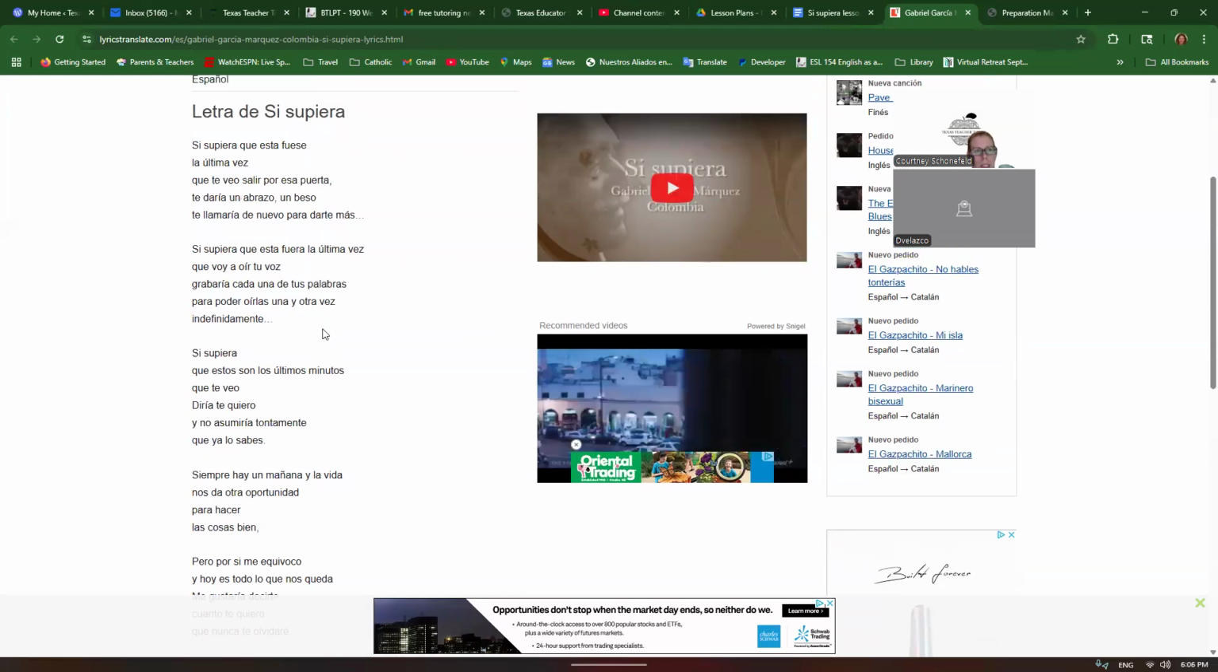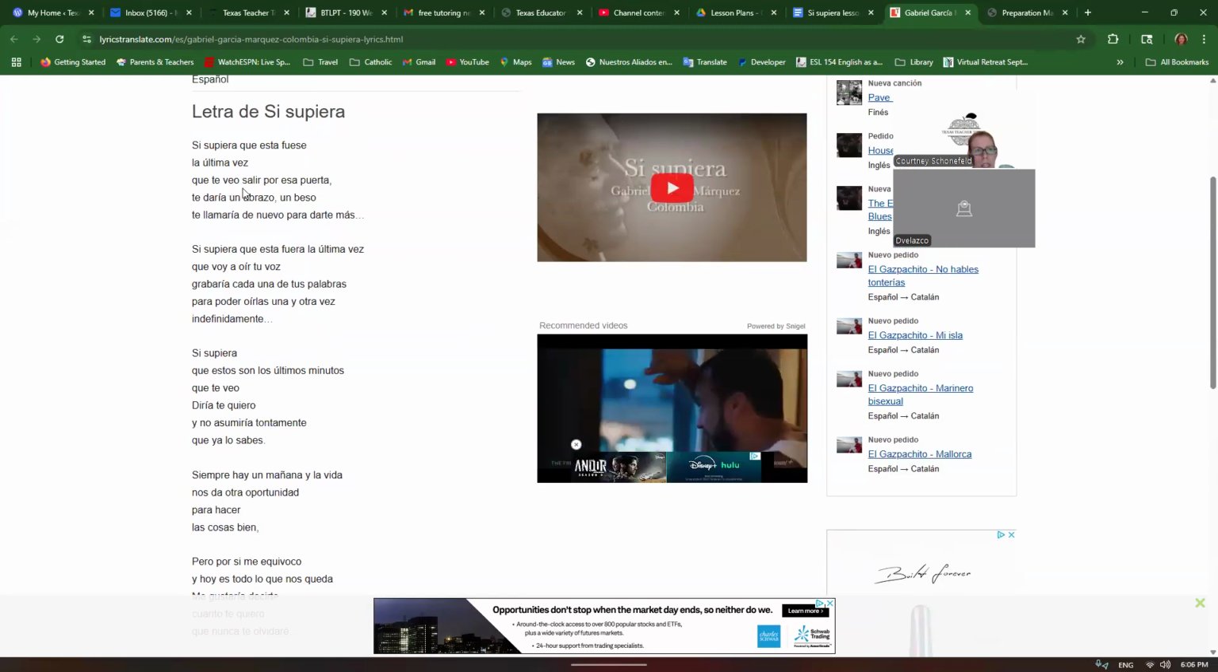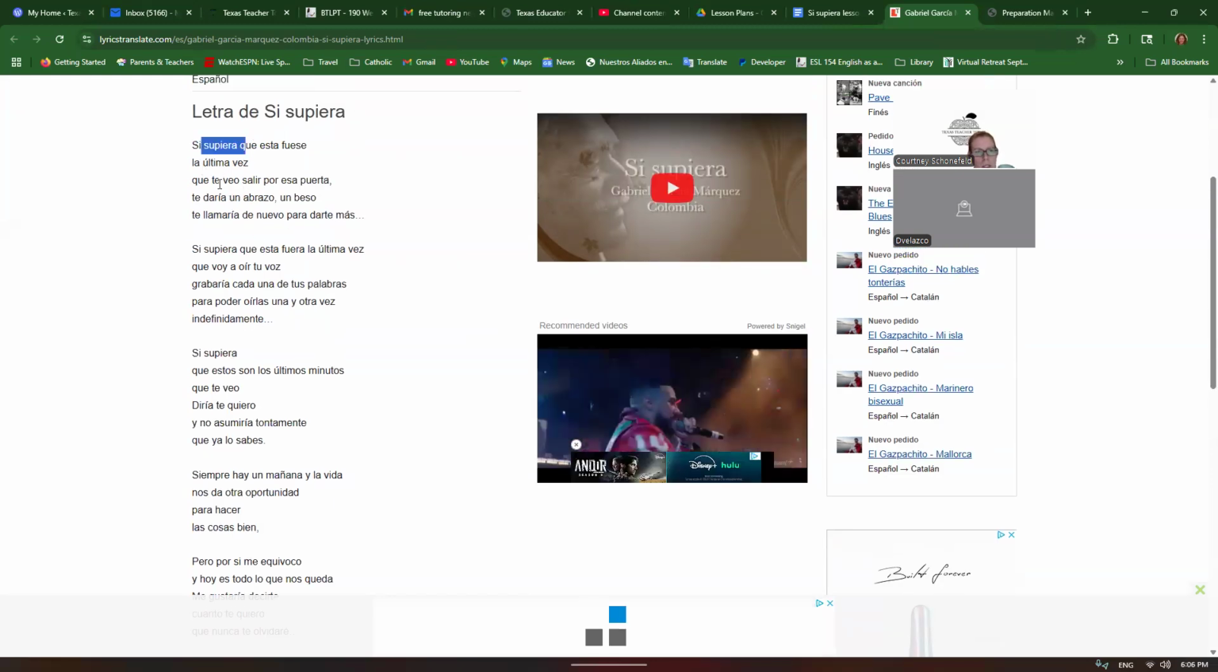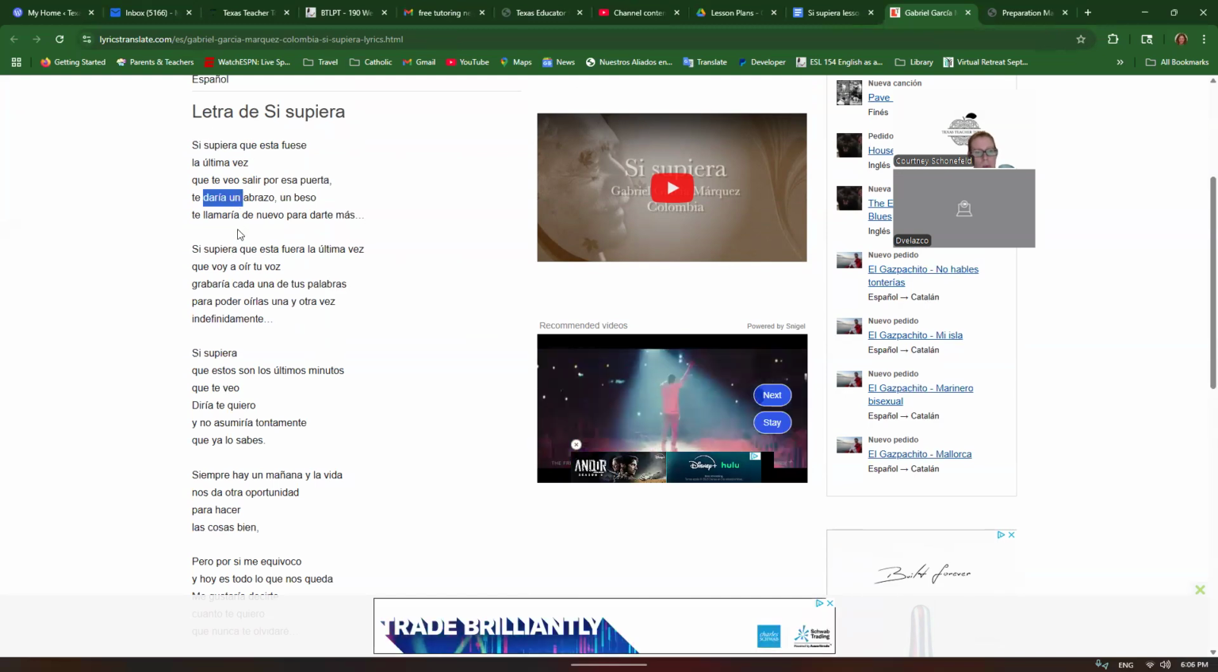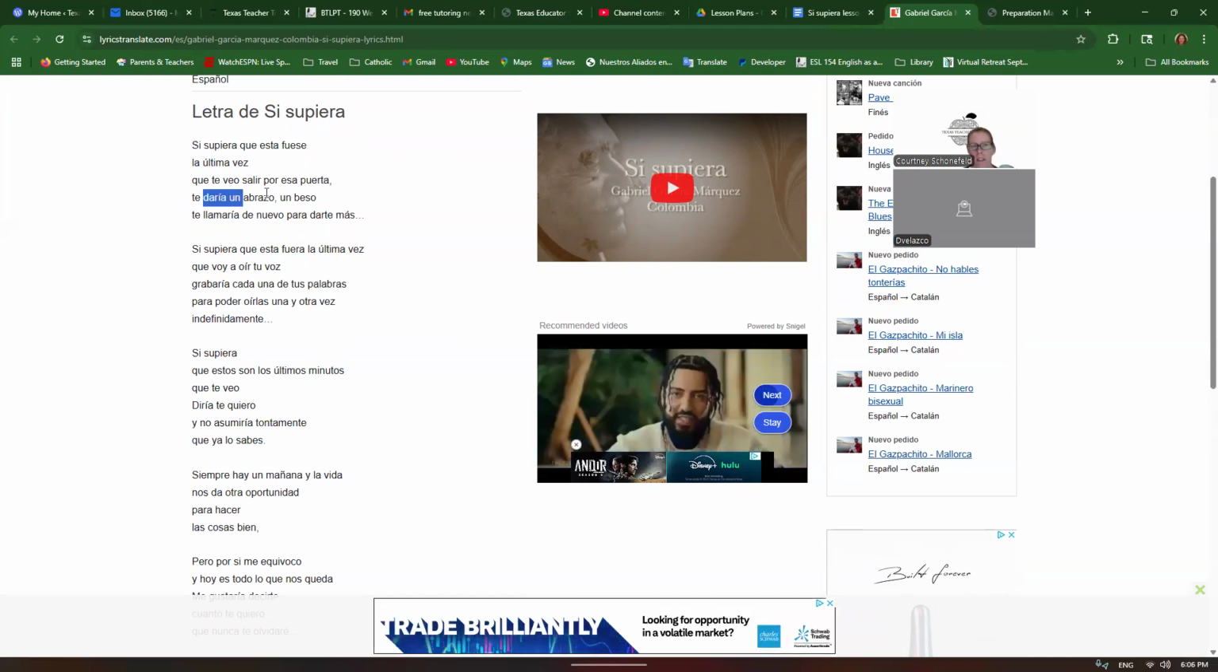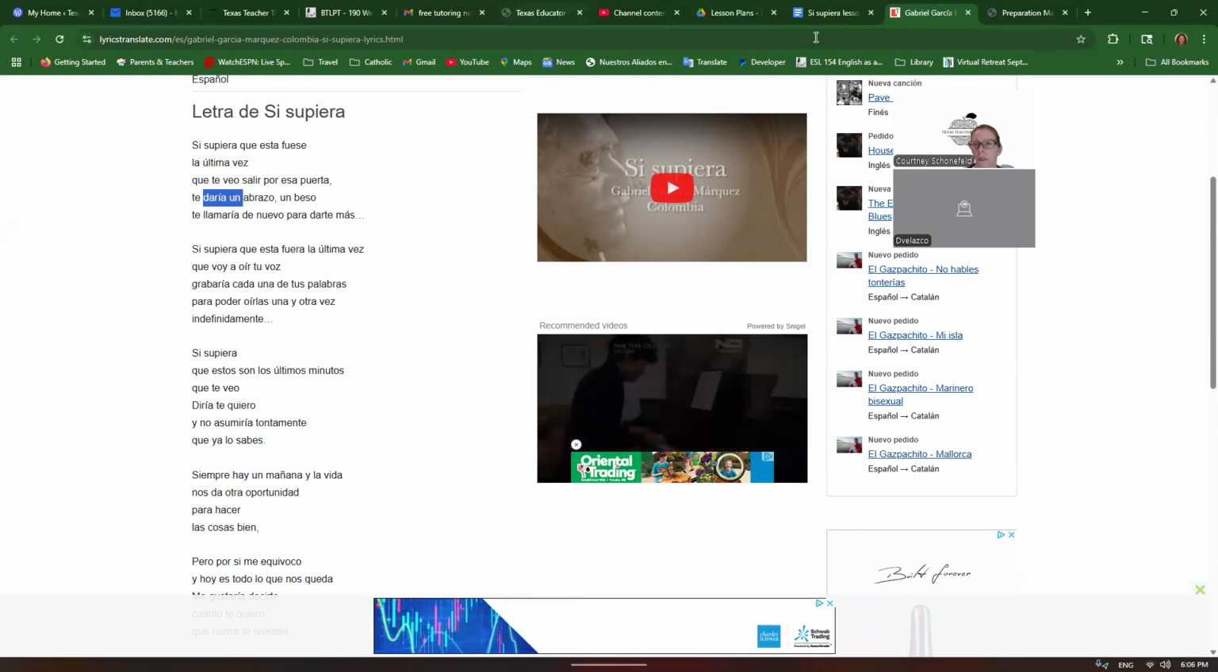It's a beautiful poem. And I like it because it's great for advanced students because it uses the past subjunctive, it uses the conditional, right? So it uses some of these more challenging tenses that they're learning.